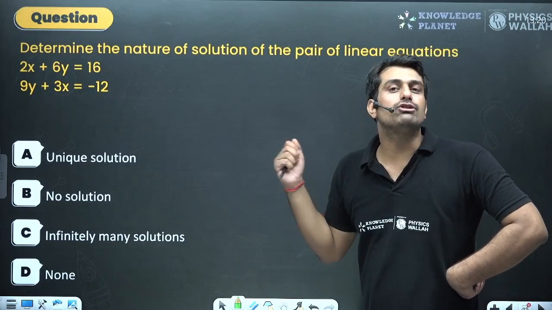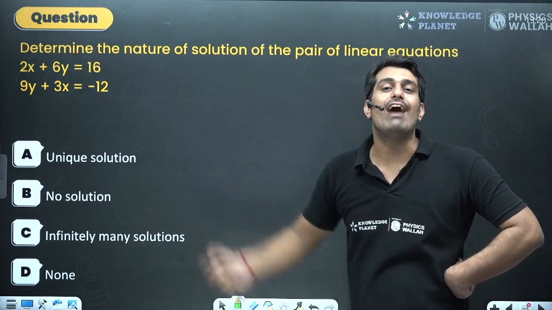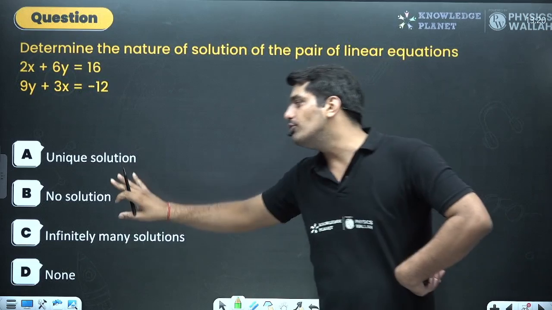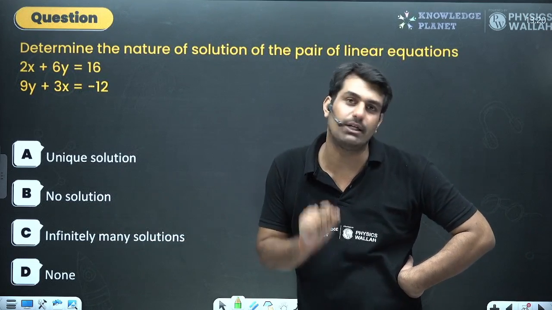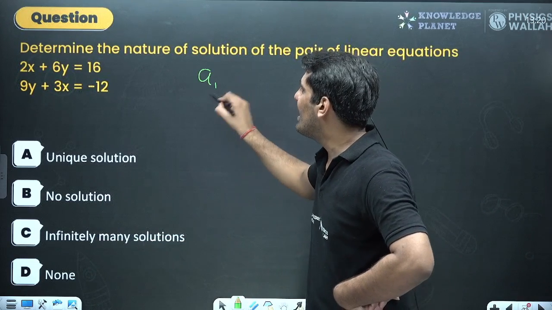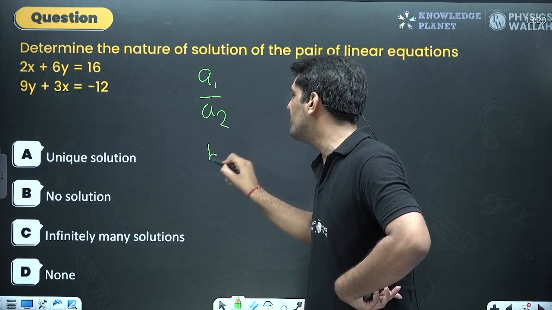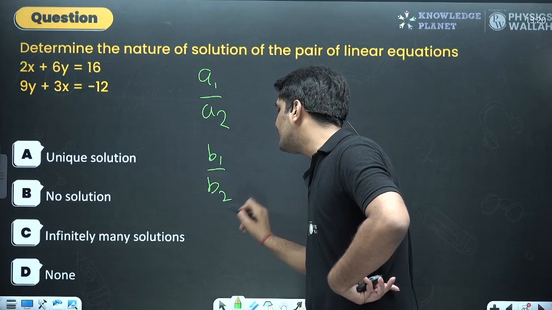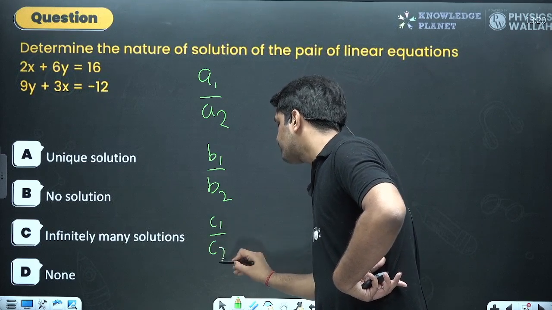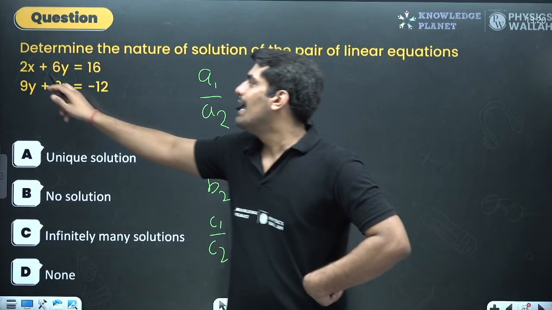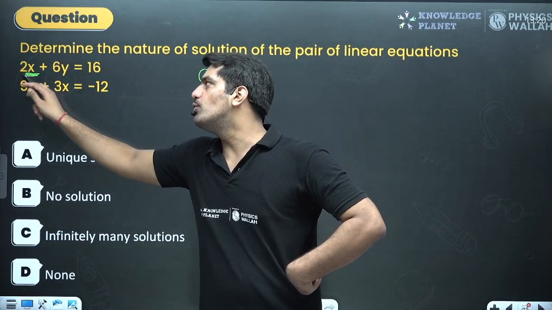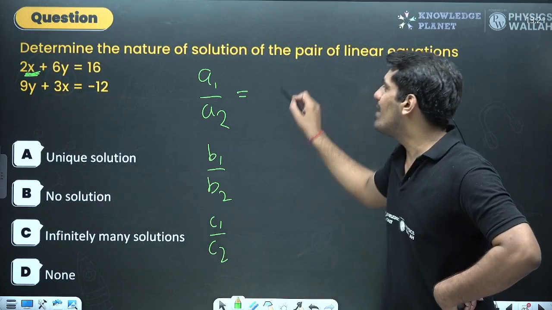Determine the nature of the solution. So just by seeing the equation, you have to mention whether we have a unique solution, no solution, or infinite solutions. As I mentioned, find a1 by a2, find the value of b1 by b2, and find the ratio of the constants. From the two equations, x is having a coefficient of 2, so the a1 value is 2.